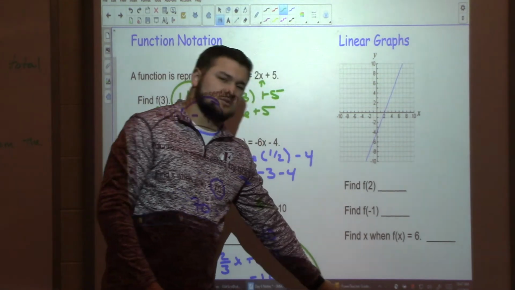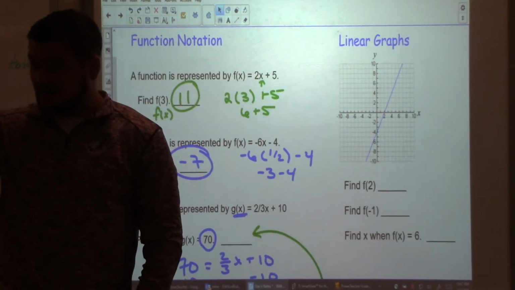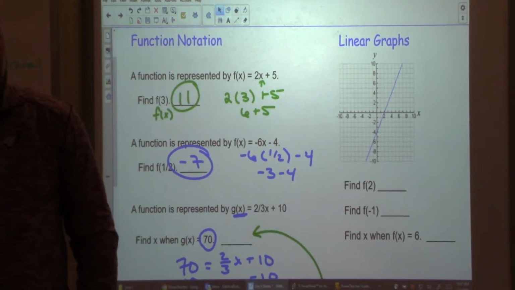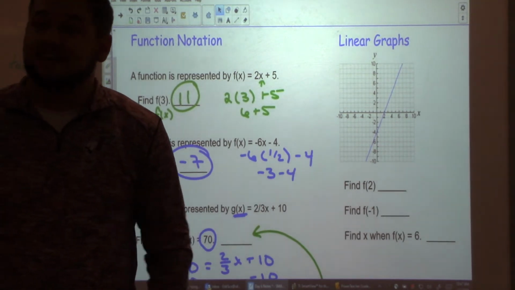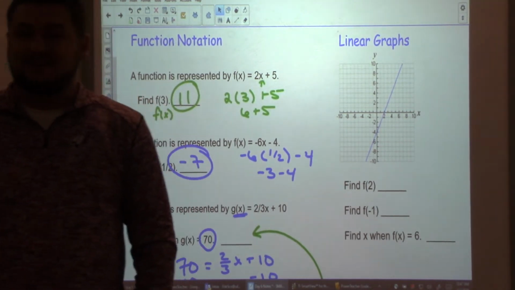Hey guys, do you ever notice the word linear relates to things that make a straight line? It says line. It says line right in it. Who would have thought? It's crazy.